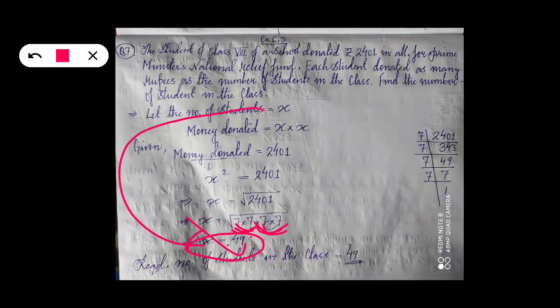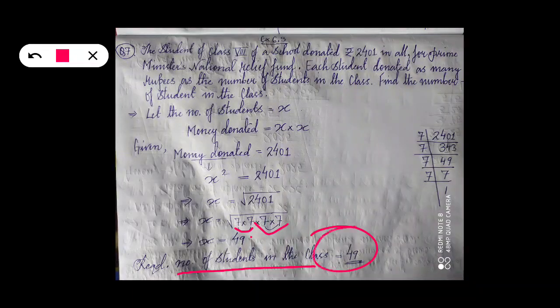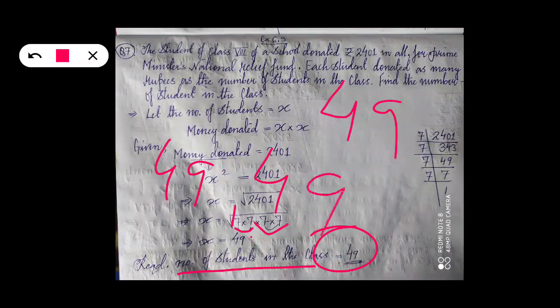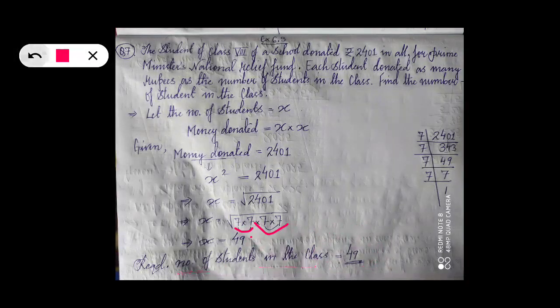What is x? The number of students in the class. The required number of students in the class is 49. That means there are how many students? 49 students. Each student is paying 49 rupees. 49 students will pay 49, 49, 49 like that. Okay. I hope you all have understood this. Let's move to the next video with question number 8.